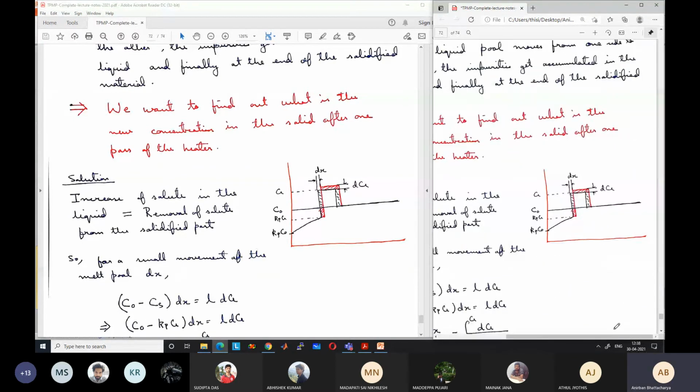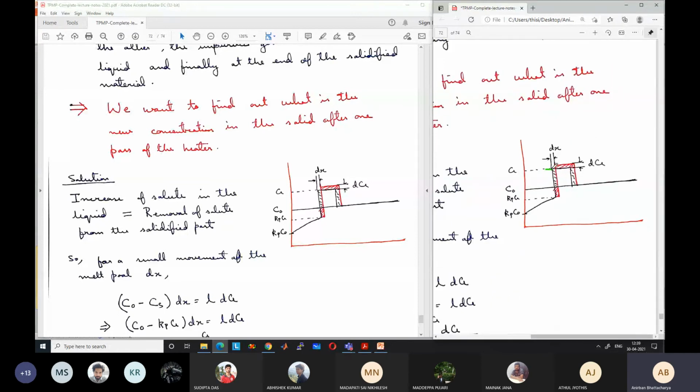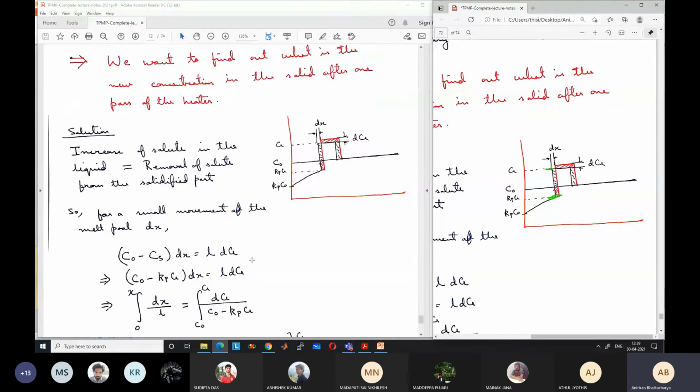So at some position we have reached a concentration Cl. In the liquid the concentration is Cl, and in the solid the concentration is Kp into Cl. And we have come to a length of x. We have reached a length x at this position.